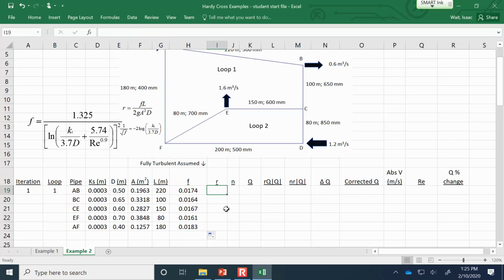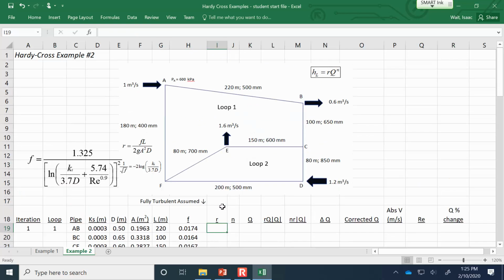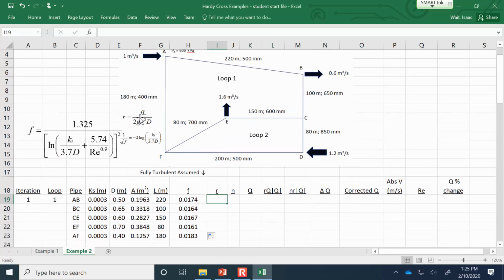Okay. All right, so the formula for R is here. It is equal to F times L divided by 2 times G, 9.81, times the area squared times the diameter.